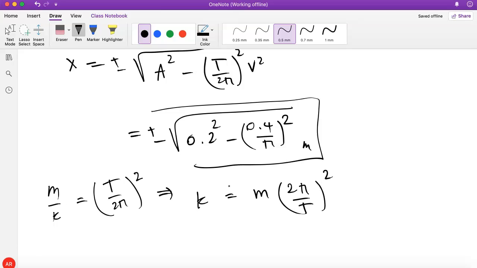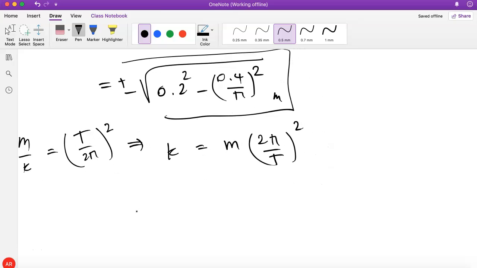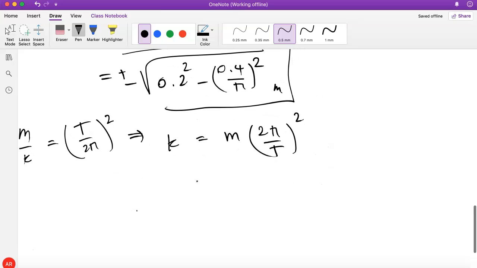So k becomes m times 2 pi over t squared, right? If I multiply both sides of this equation by 2 pi over t squared, m gets multiplied by 2 pi over t quantity squared, and it cancels this t over 2 pi quantity squared. And then I multiply both sides by k, so on this side I get k times 1, which is k, and on this side I get rid of the k in the denominator. So that's our answer. And we can just plug in numbers.